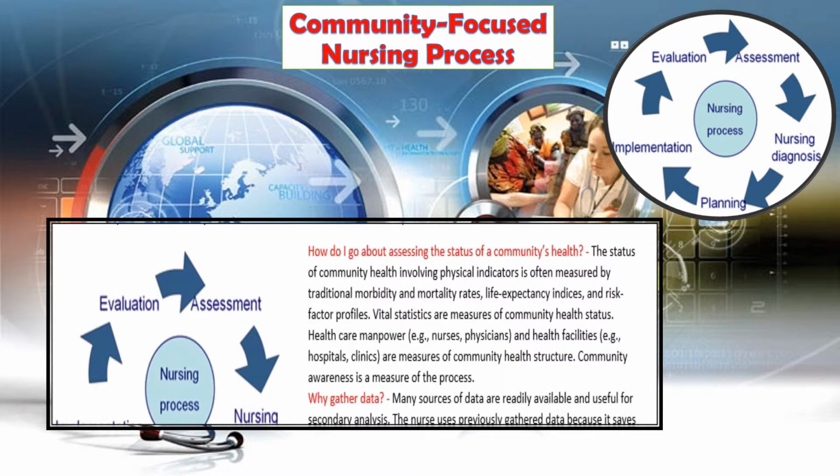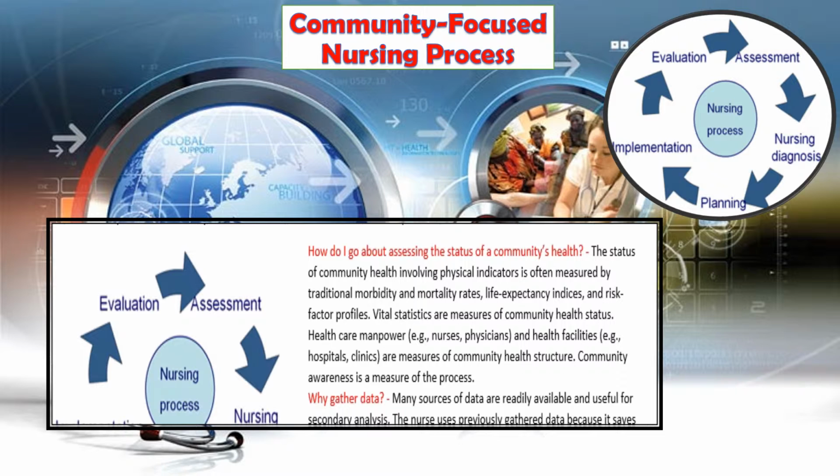Okay, so how do you go about assessing the status of a community's health? The status of a community health involves physical indicators measured by traditional morbidity and mortality rates. You can look at life expectancy indices. You can look at risk factor profiles. So vital statistics are measures of community health status. The healthcare manpower, which is us and the physicians and other disciplines, and health facilities, which is hospitals and clinics, are measures of community health structure.